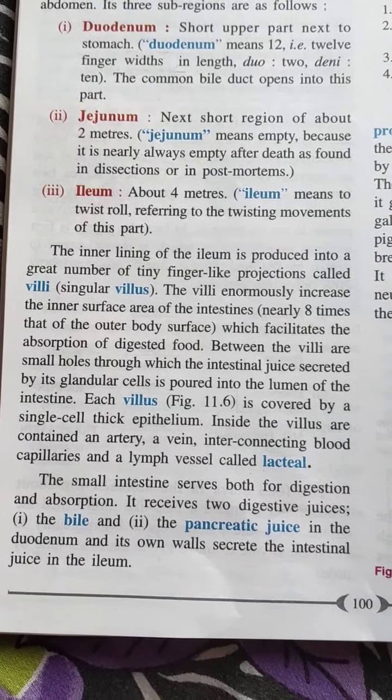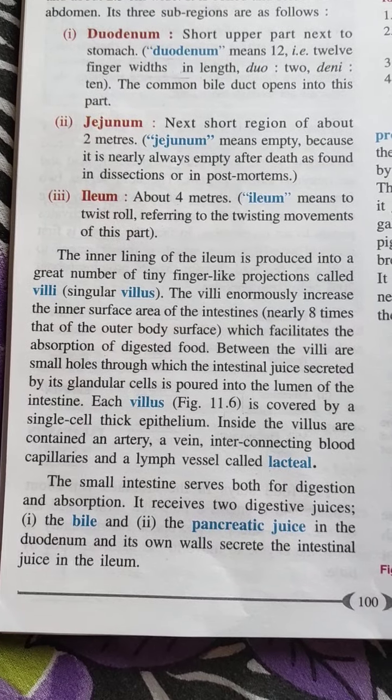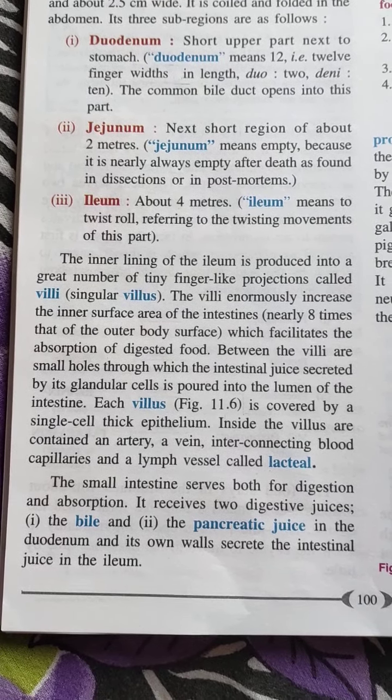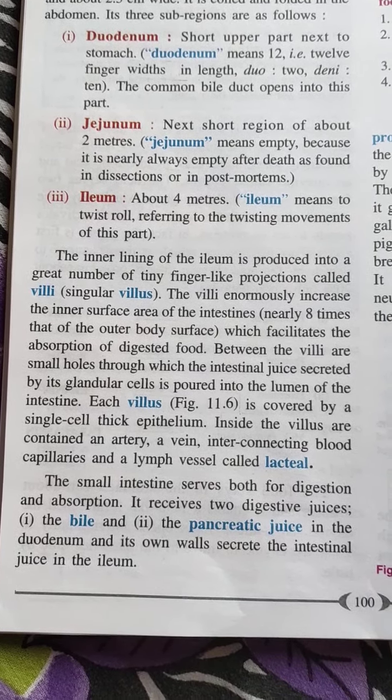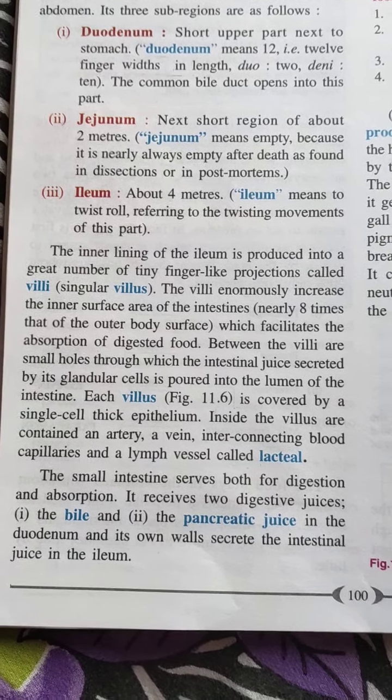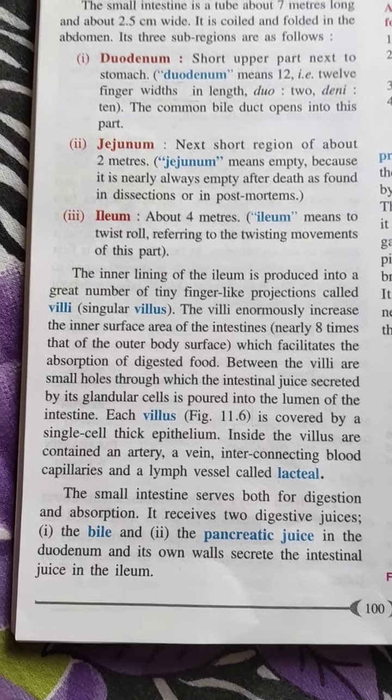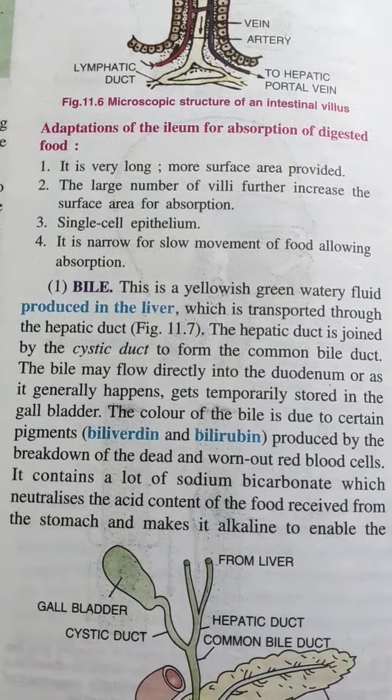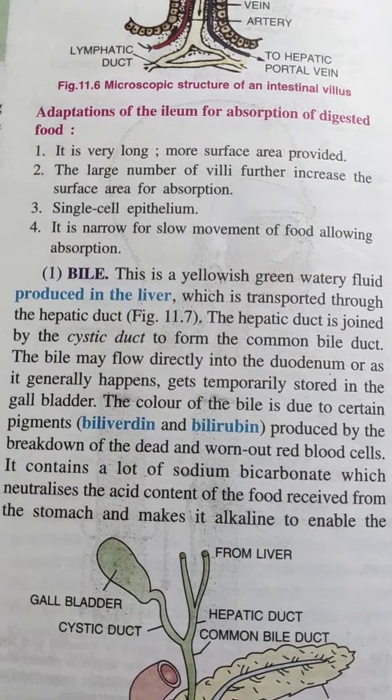The small intestine serves both for digestion and absorption. There are two digestive juices. One is bile, I hope you all know about it, and another one is pancreatic juice. Now, what are the adaptations of the ileum for absorption of digested food?